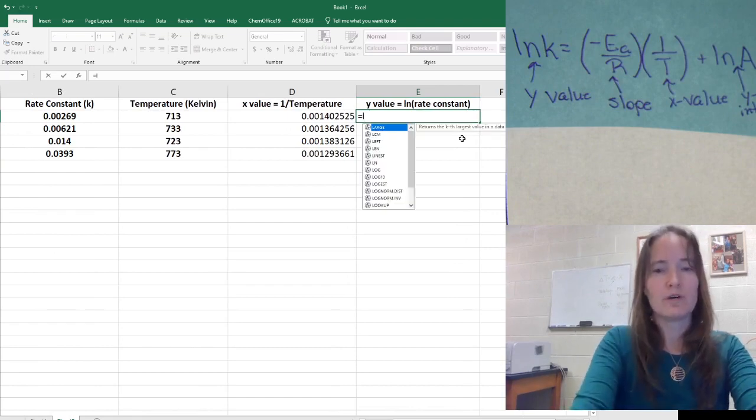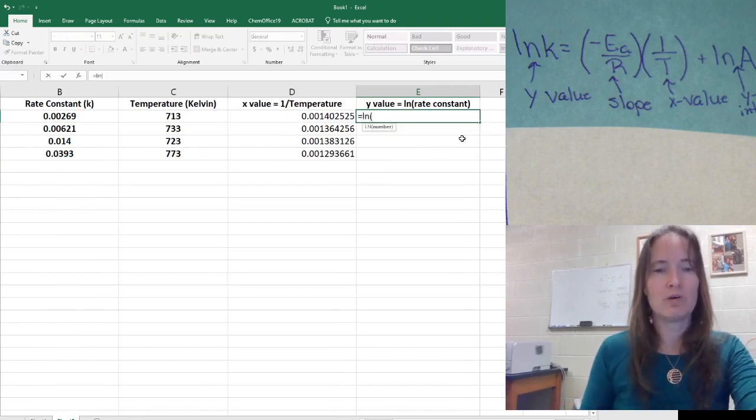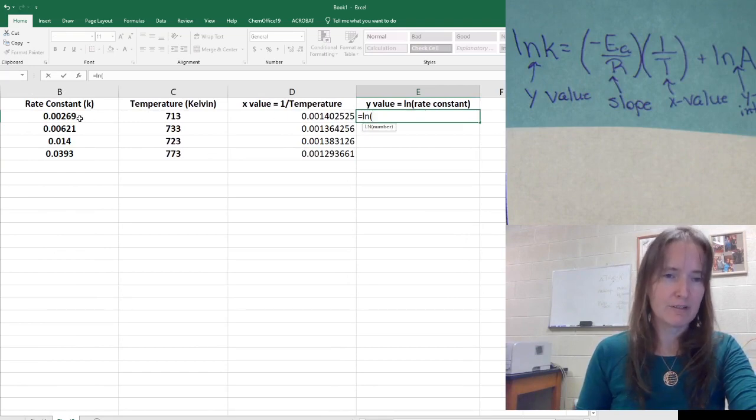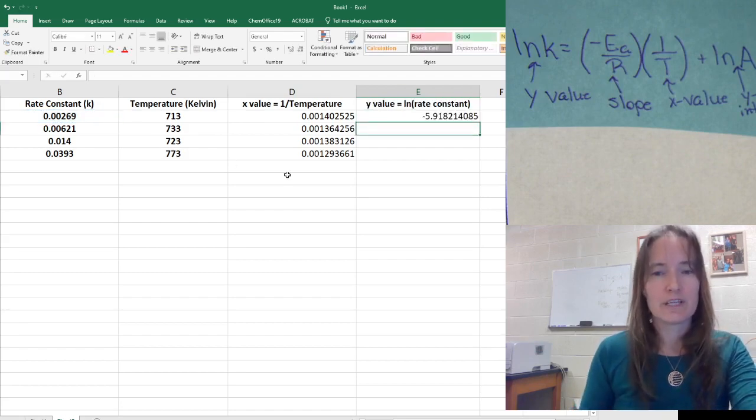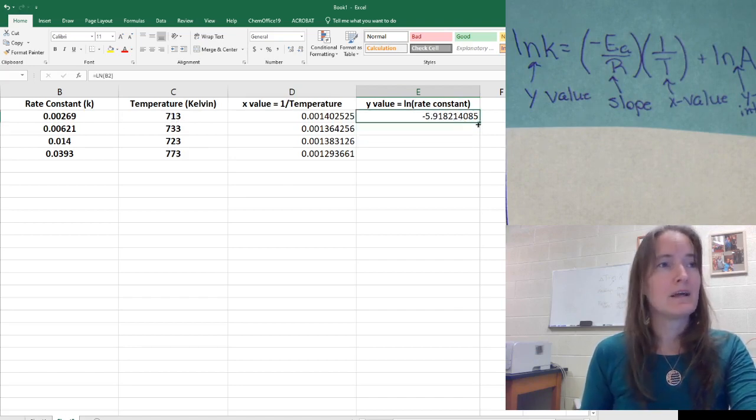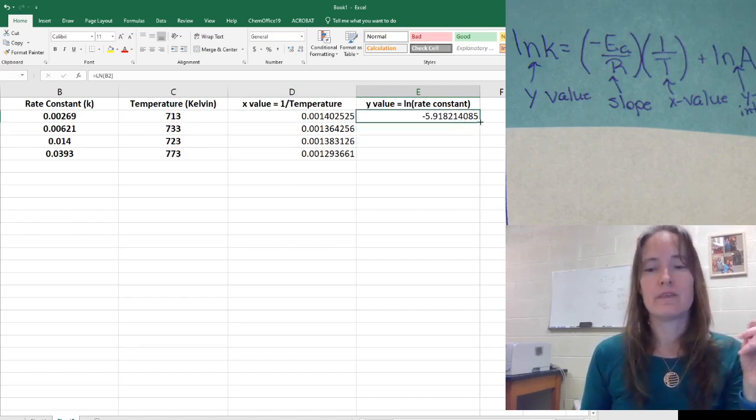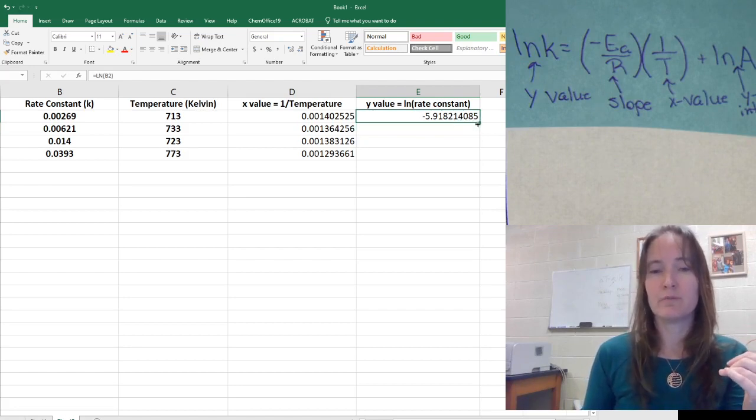You want it to equal ln, and then you want it to be the natural log of your rate constant value. And there's my first rate constant value. So I'm going to go over and touch that cell and then hit enter. So this value is the natural log of the rate constant that was at the 713 Kelvin temperature.